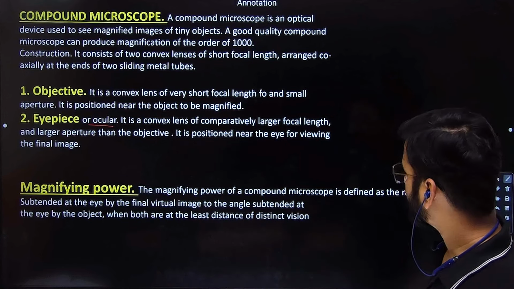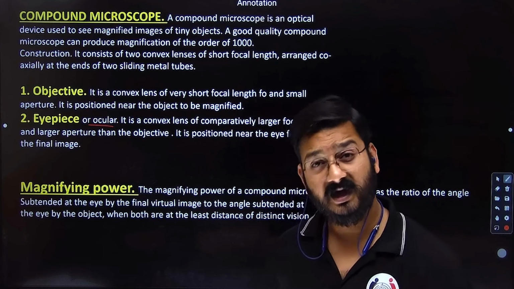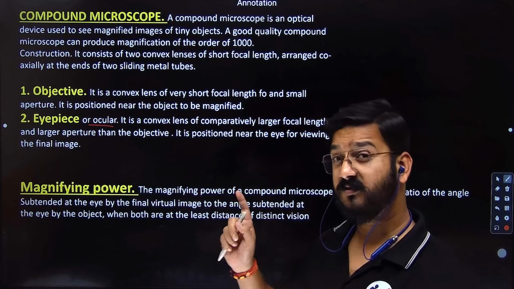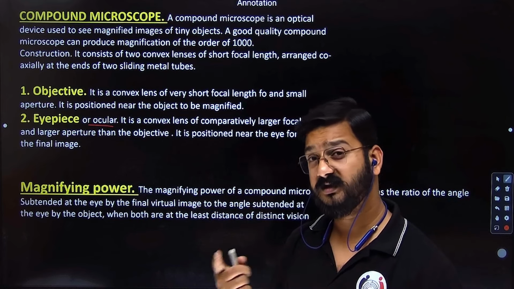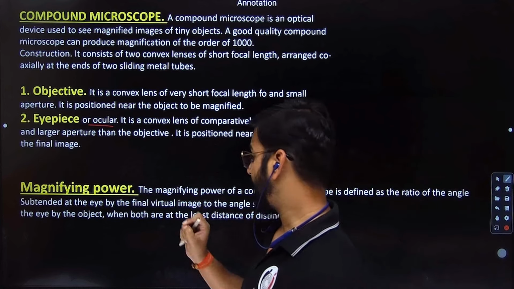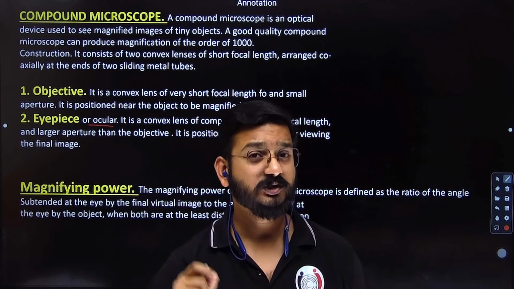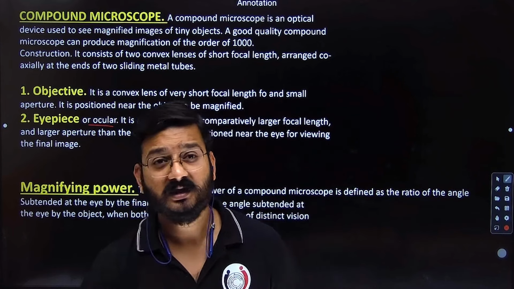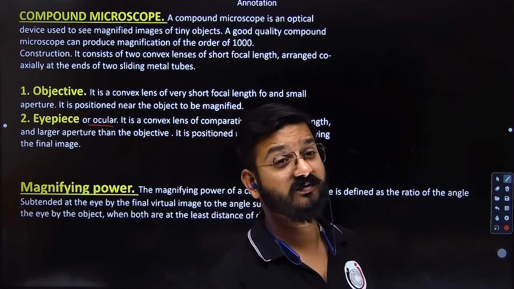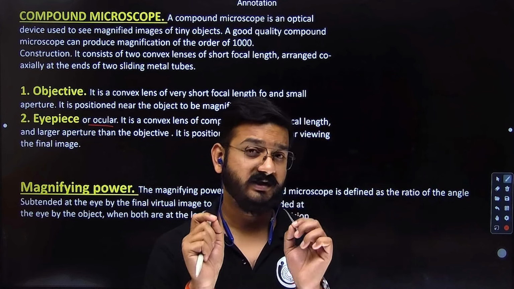The magnifying power of a compound microscope is defined as the ratio of the angle subtended at the eye by the final virtual image to the angle subtended at the eye by the object. And both object and image should be present at what? The least distance of distinct vision. So let's derive the expression for magnifying power by first understanding the ray diagram.